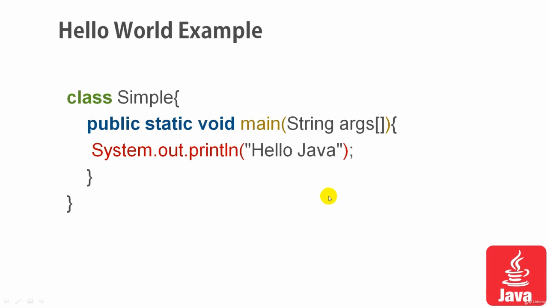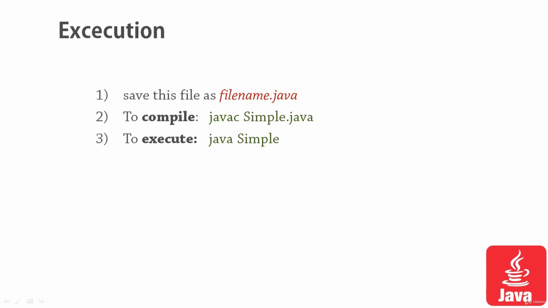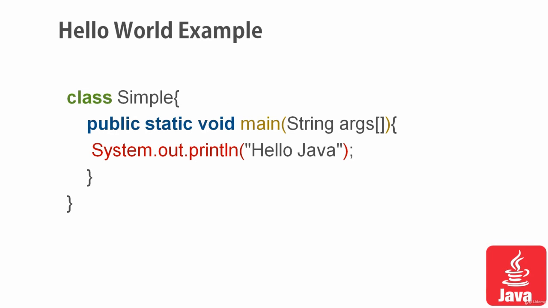This new line, System.out.println, helps our compiler print a particular string, that is hello Java, on the screen. And we need to provide the curly braces for opening and closing the block. After we are done with this Java file, we need to save it with the filename.java extension format. The file name would be the same as the class name. So the class name was Simple, so we will save this file as Simple.java.